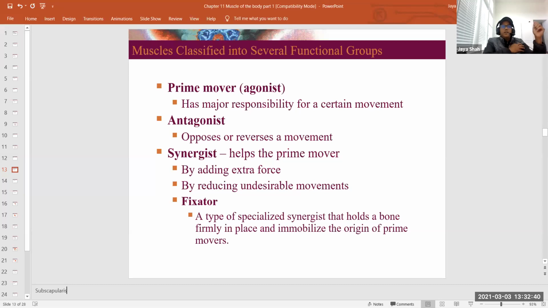This subscapularis muscle, when you are moving your shoulder joint or elbow, holds your scapula on the shoulder joint. It prevents winging of the scapula, flapping of the scapula. So the joint is stabilized, and you can move your joints and contract your muscle. This kind of subscapularis function in the shoulder joint is a fixator, because it holds the origin of the prime mover, like the biceps, in place when it is contracting. Okay.